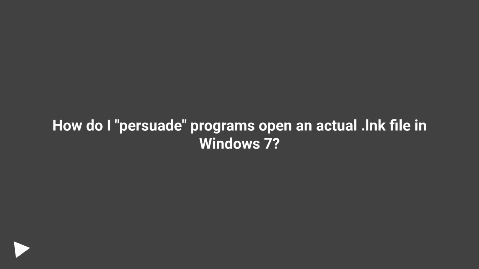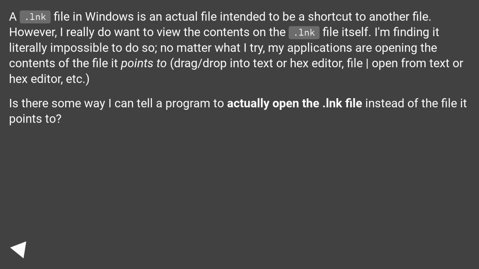How do I persuade programs to open an actual LNK file in Windows 7? A .lnk file in Windows is an actual file intended to be a shortcut to another file. However, I really do want to view the contents of the .lnk file itself. I'm finding it literally impossible to do so.